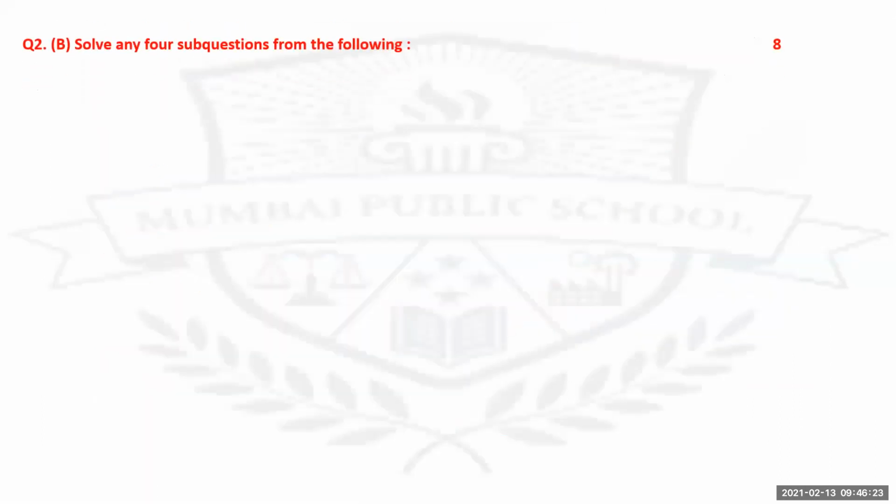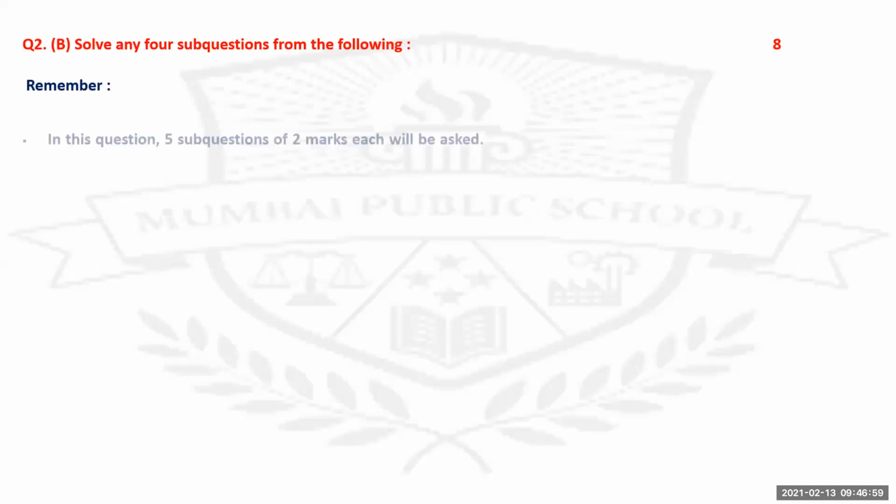Solve any 4 sub-questions from the following. 8 marks. Check how many marks we have revised up till now. Question number 1A, 4 marks. Question number 1B, 4. And question number 2A, 4. So 4 plus 4 plus 4, that is 12 marks. If you are very clear with your concepts, these 12 marks are already in your hand. Don't be overconfident. Just attempt it. Keep your mind cool. You'll get marks for that.